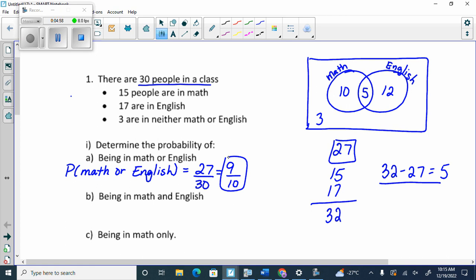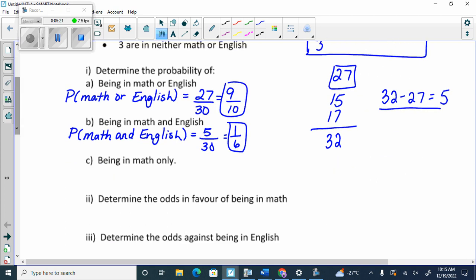Now here it says probability of being in math and English. How many are in math and English? 5 out of 30, which reduces to 1/6. Being in math only. There were 10 in math only, correct? So it's 10 out of 30, or 1/3.